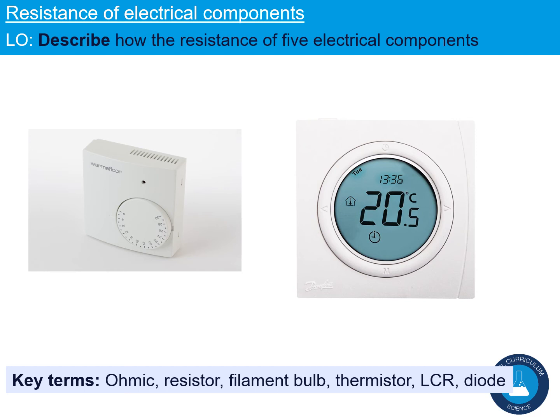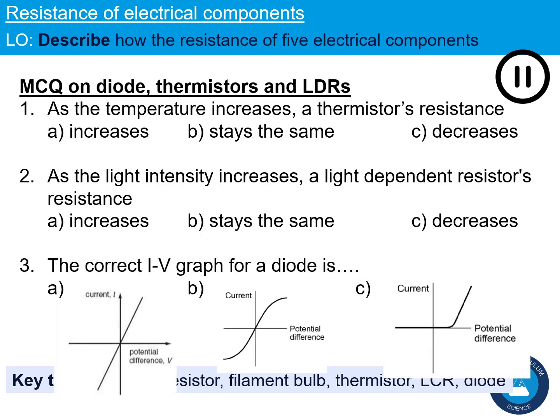This is very useful in thermostats to regulate heating. They can be set up so that the heating comes on or turns off when the temperature reaches a certain value. We have now got 3 questions, one on diodes, one on thermistors, and one on light-dependent resistors. Can you please pause this video and answer these 3 questions?